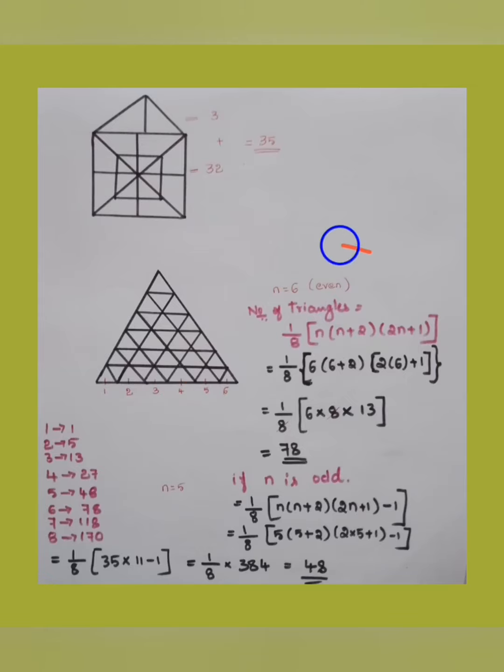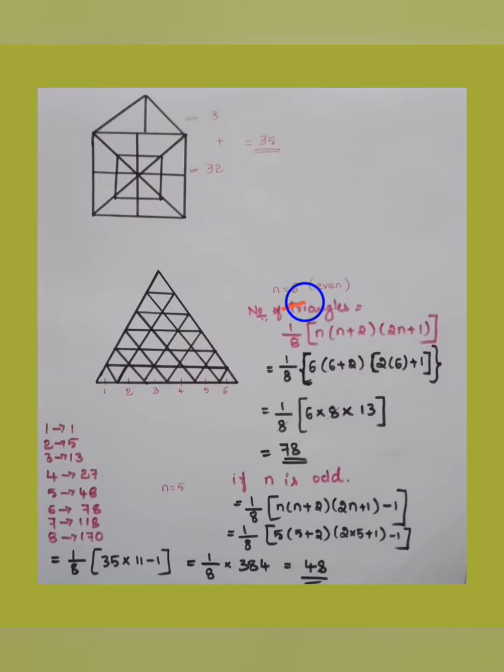If n is an even number, we follow a different formula. Suppose n is an odd number, like n equal to 5, we follow a different method. The formula to calculate the number of triangles, if it is an even number, is equal to 1 by 8 of n into n plus 2 of 2n plus 1. You have to remember this formula. 1 by 8 of n into n plus 2 of 2n plus 1.